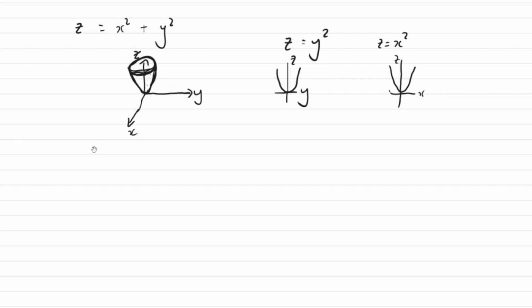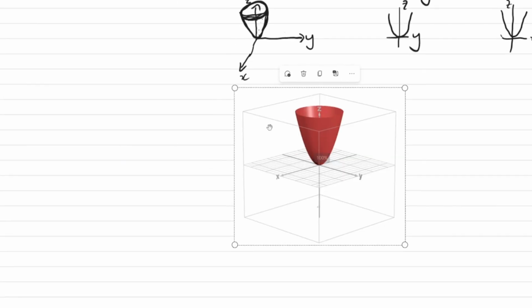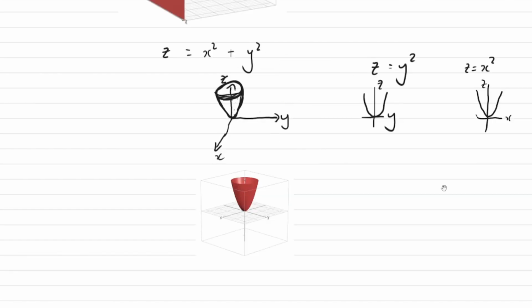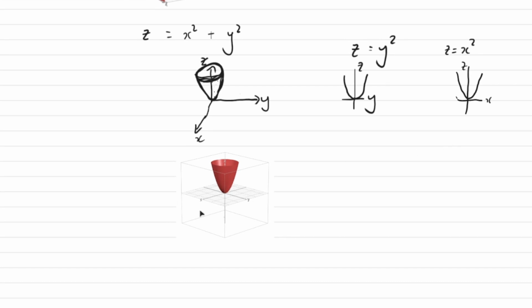And if we put this plot in the software that we can run online, then we see that it looks something like this, which is kind of what we had come up with as well.